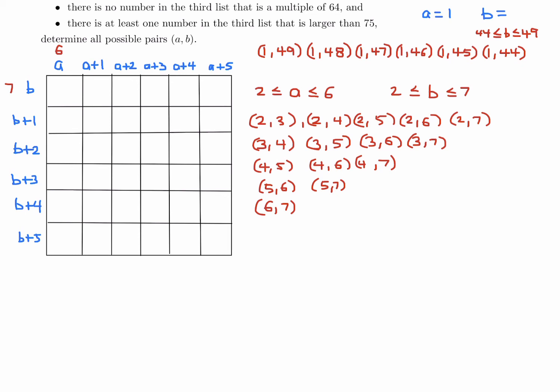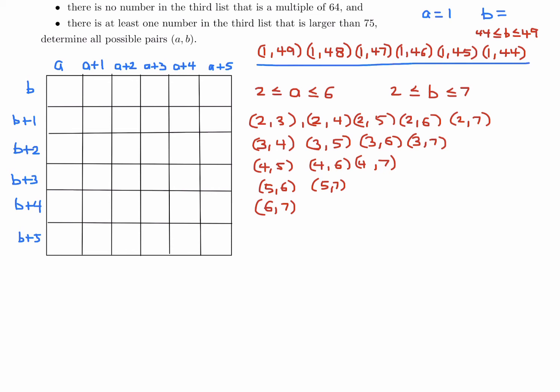Now the next criteria is that there's no number in the list that is a multiple of 64. So when I choose one of these and put them in, no number in this entire grid will be 64 or a multiple of 64, like 2 times 64, 3 times 64. Okay. Well, a multiple of 64 is not allowed.